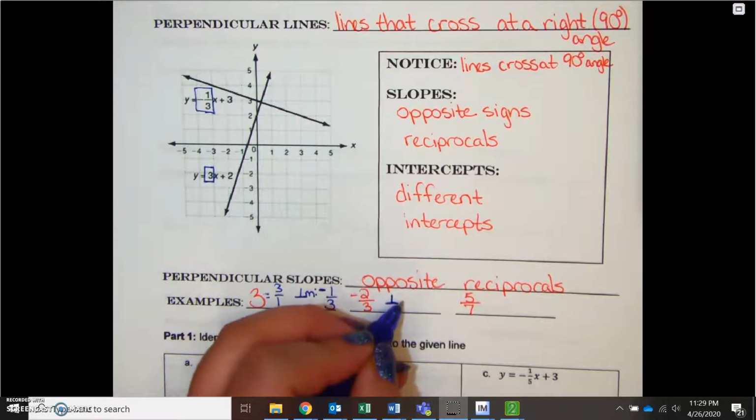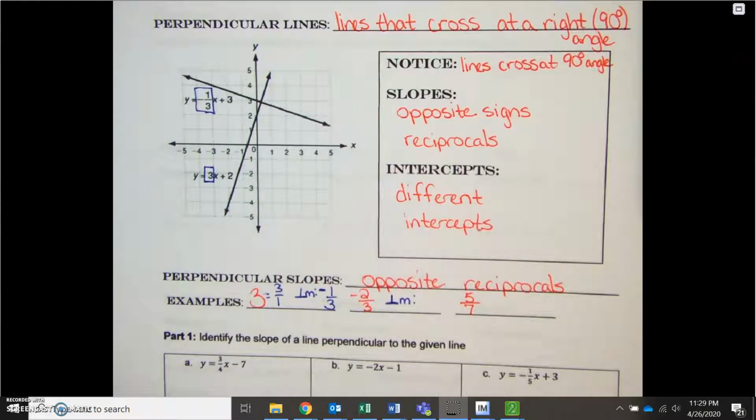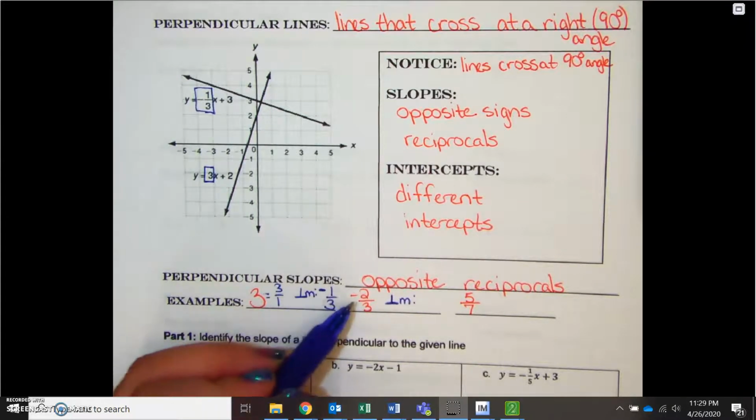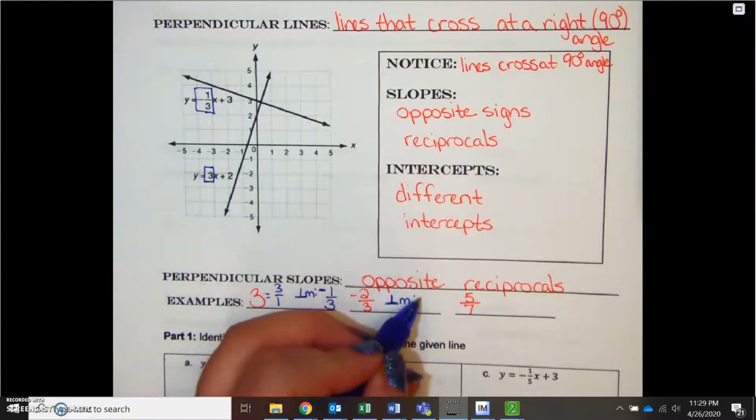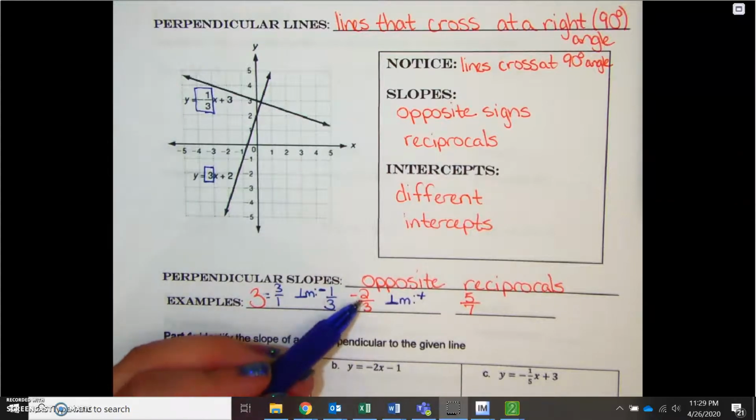So that upside down T, remember, means perpendicular. The first thing we know about perpendicular slopes is they're the opposite signs. So that means that my slope is going to be a positive number. And this is already written as a fraction, so I can flip it upside down quite easily and say 3/2.